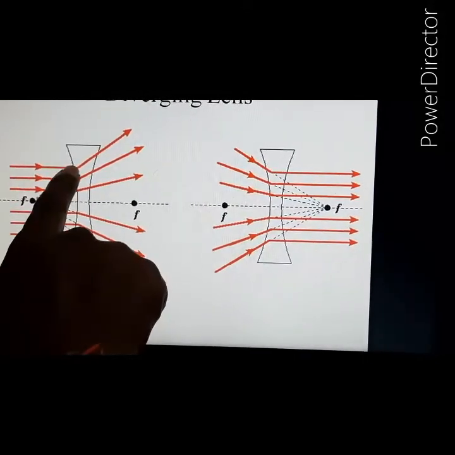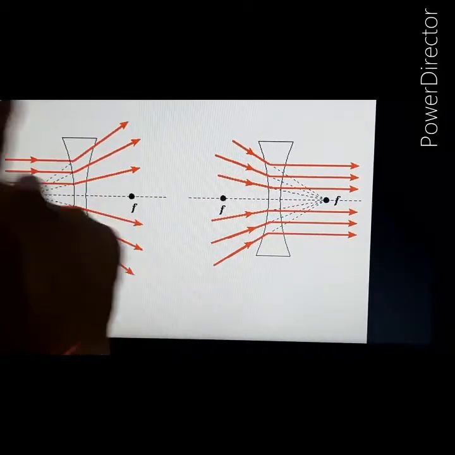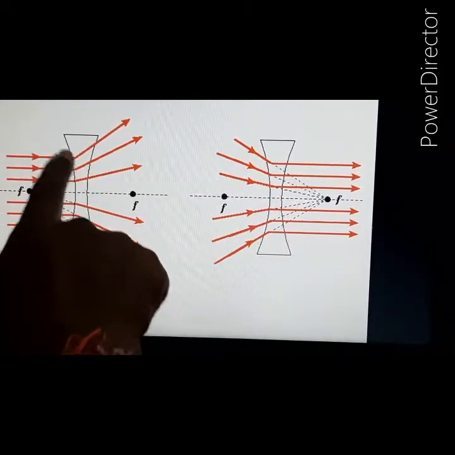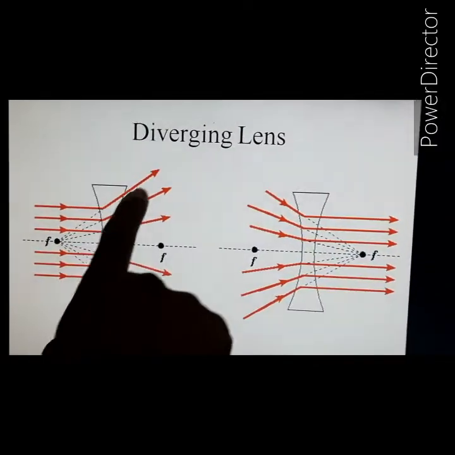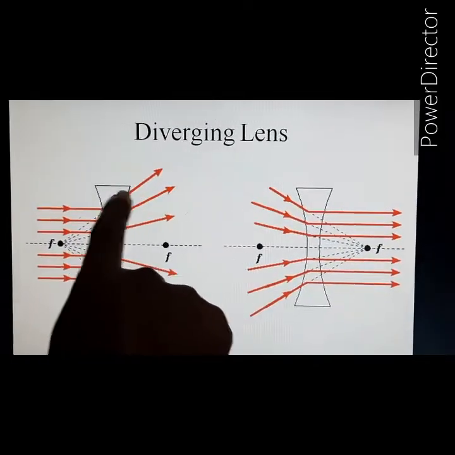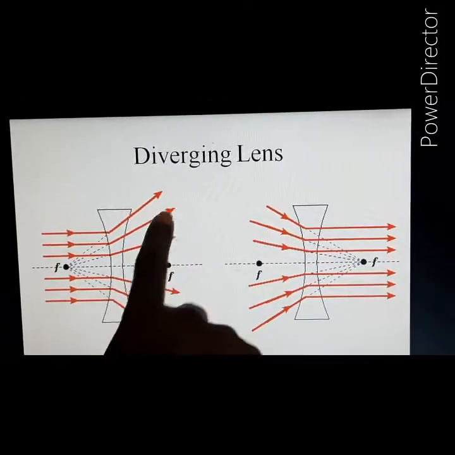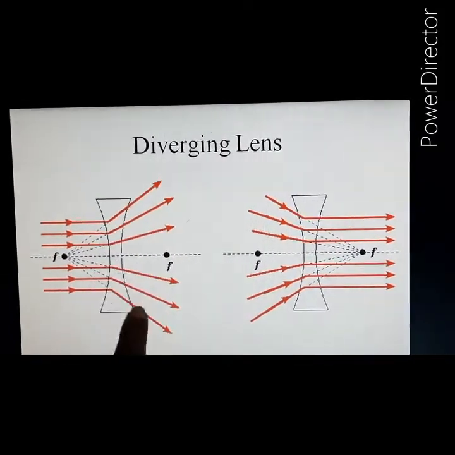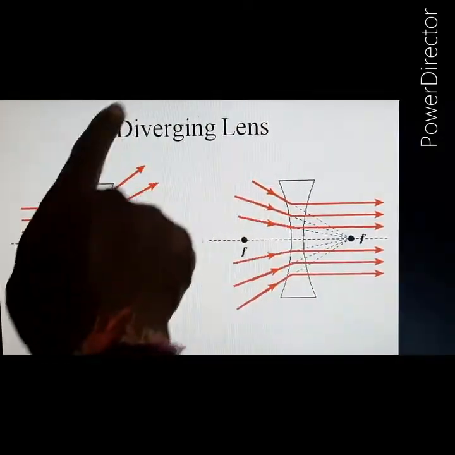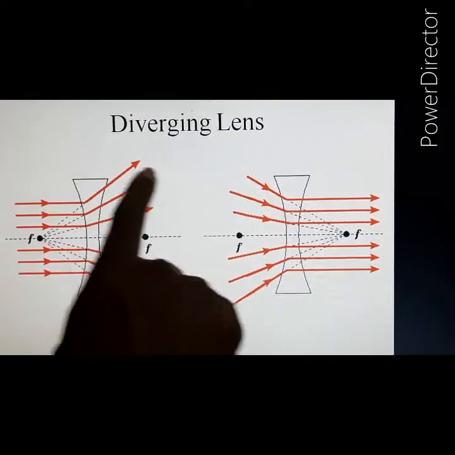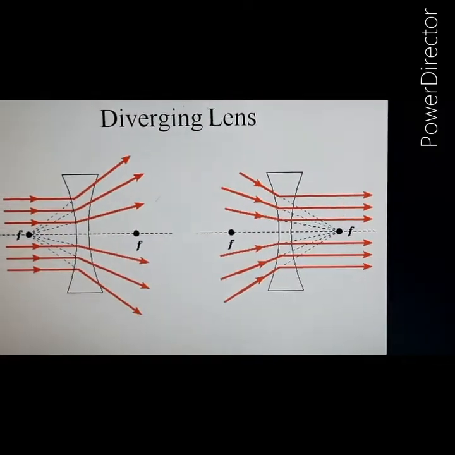The light ray which is entering, though it is entering from rarer to denser medium, bends towards the normal only. But after coming here, it bends away from the normal. So therefore the light ray bends away. Depending on the geometric shape, the light rays change. Since this lens name itself is diverging, it means all the light rays diverge away from each other.